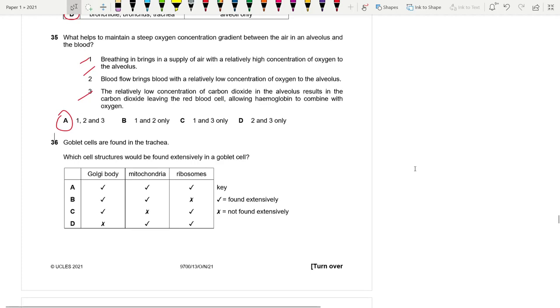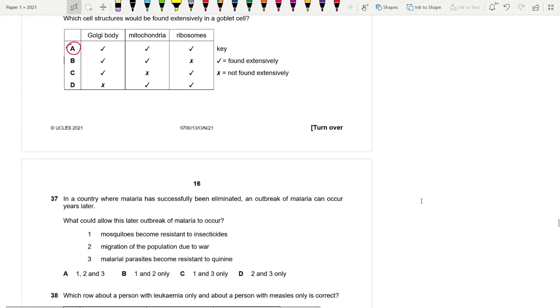36. Goblet cells are found in the trachea. Which cell structures would be found extensively in a goblet cell? Okay. Golgi body is required for packing. Mitochondria is required for energy. And ribosomes are required for protein, glycoprotein synthesis, right? Protein synthesis. So 36 should logically be A. We require all three.